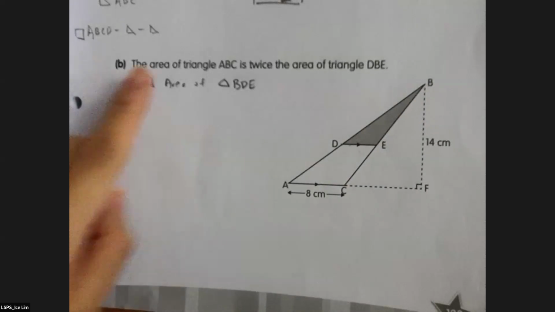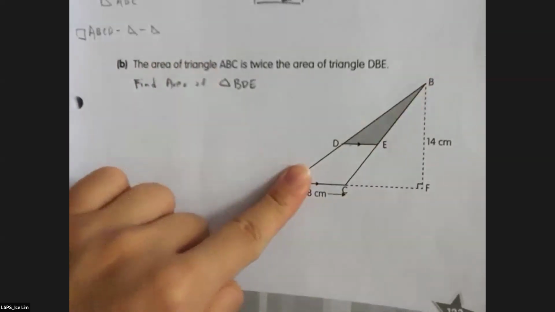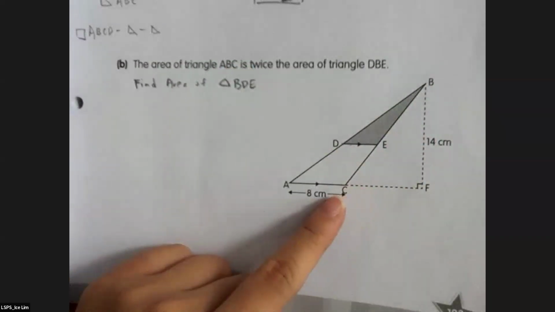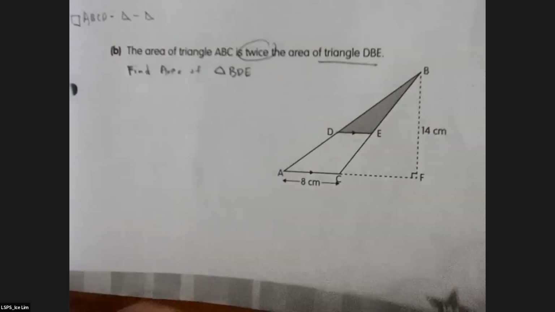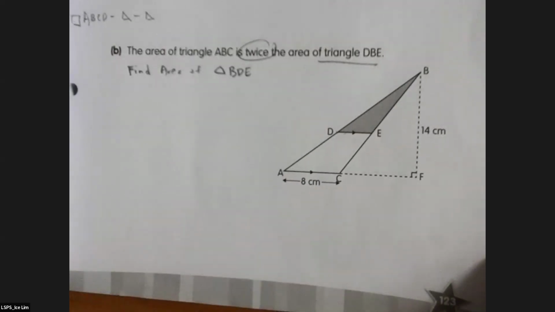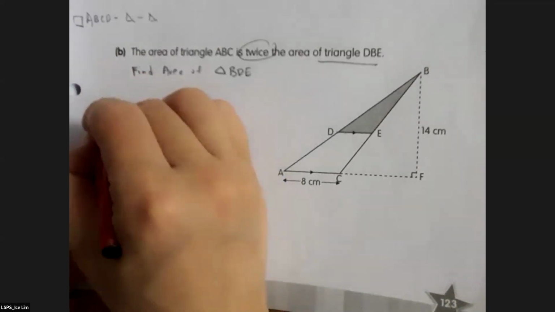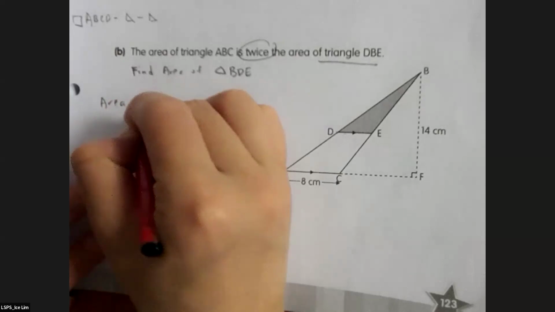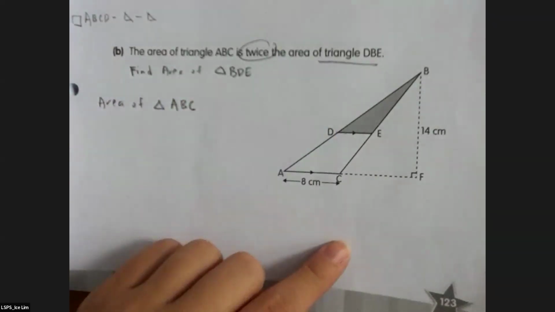And then here says the area of triangle ABC is twice the area of triangle DBE, which is something I'm supposed to find. Okay, this question actually is not difficult. So I can find the area of triangle ABC.